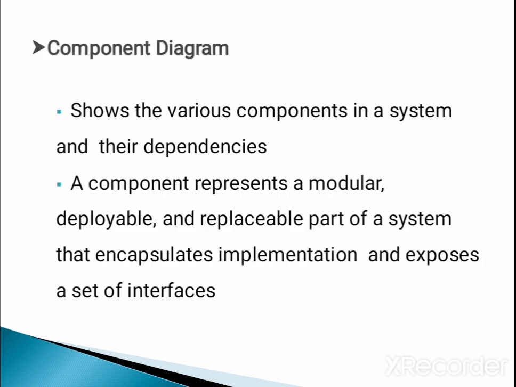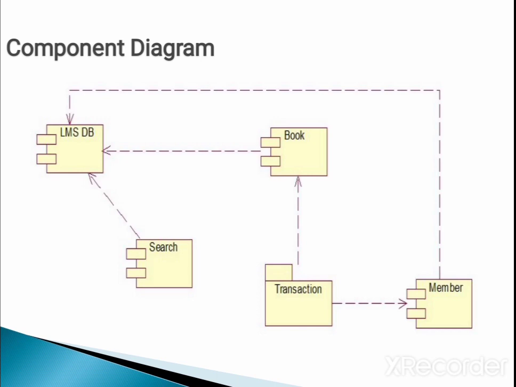Component diagram. Component diagram shows various components and their dependencies. It represents modular, deployable and replaceable part of a system. Here is an example for component diagram for a library management system. Here the main models are involved.